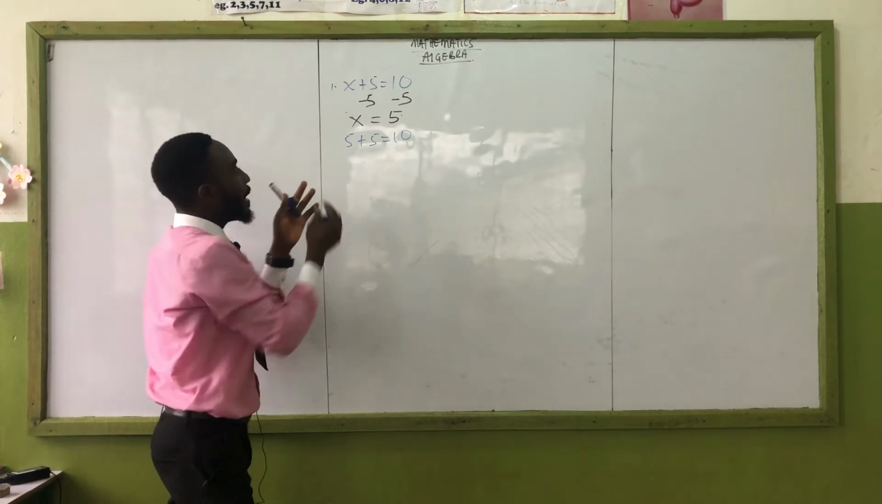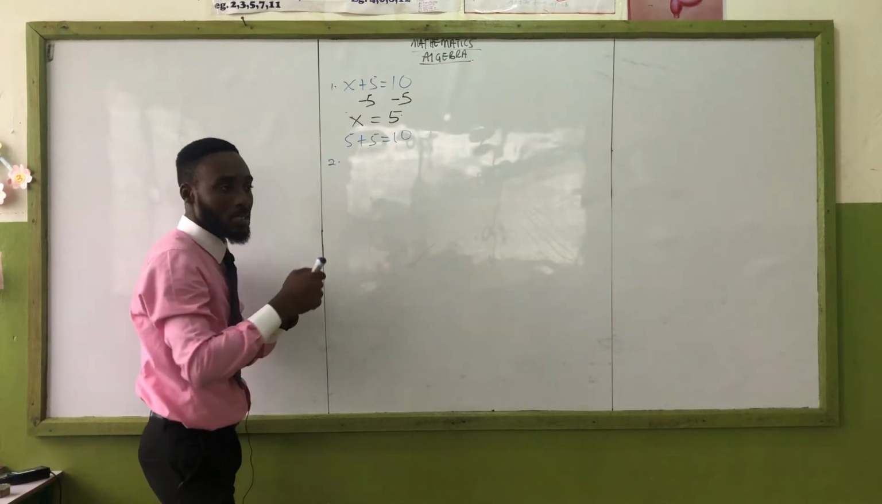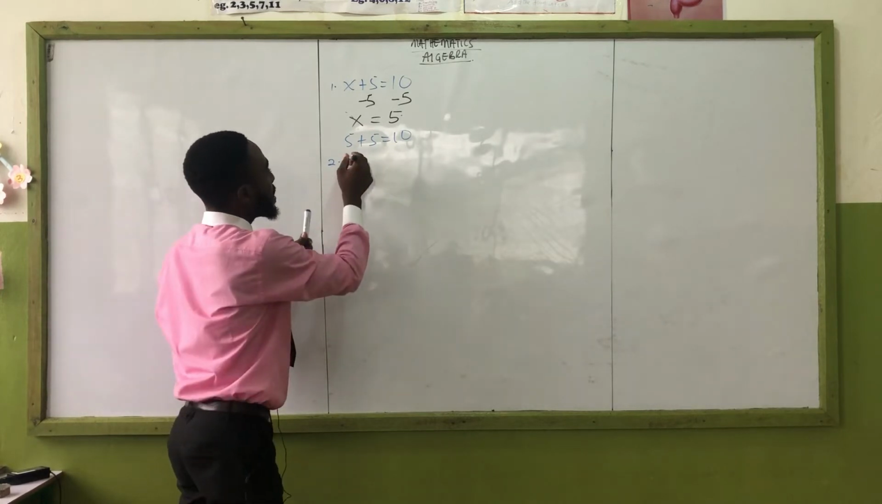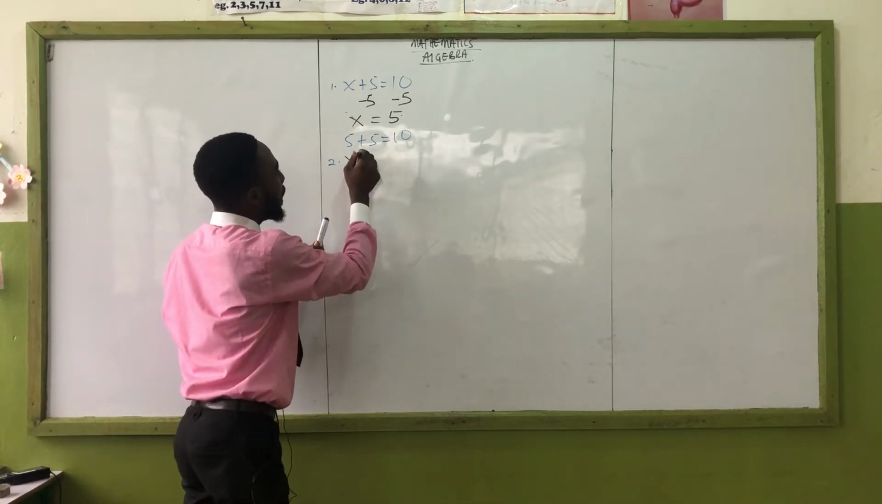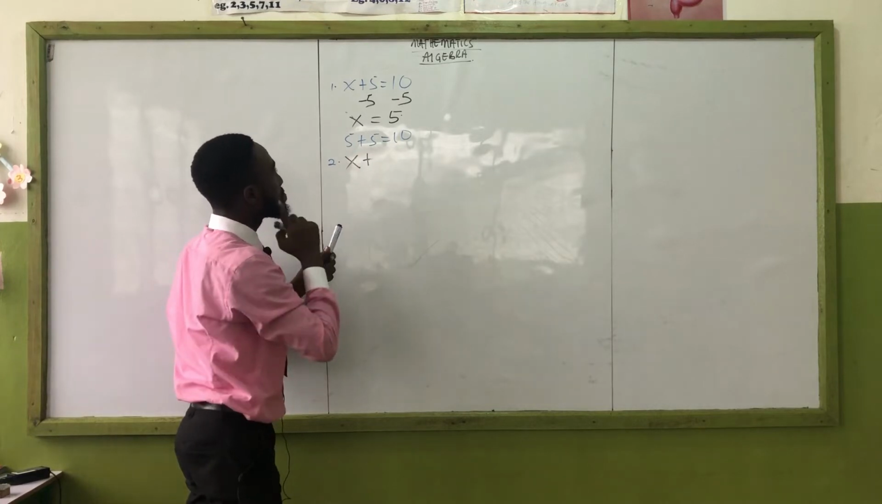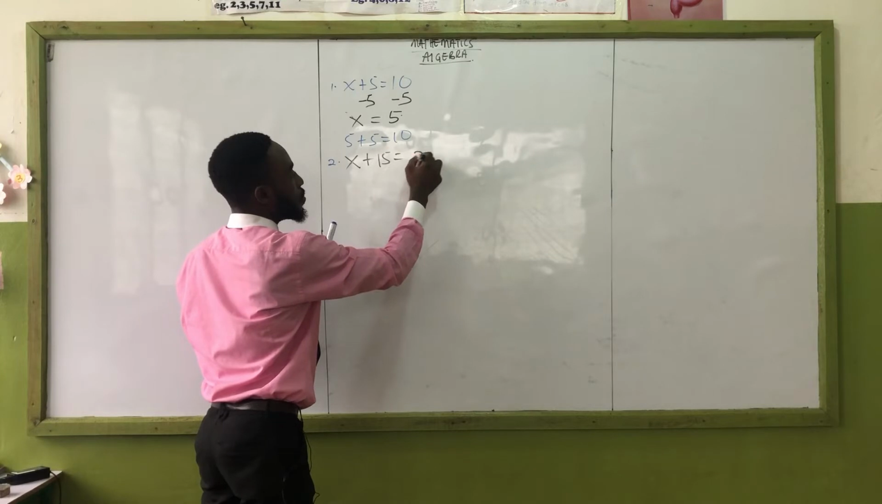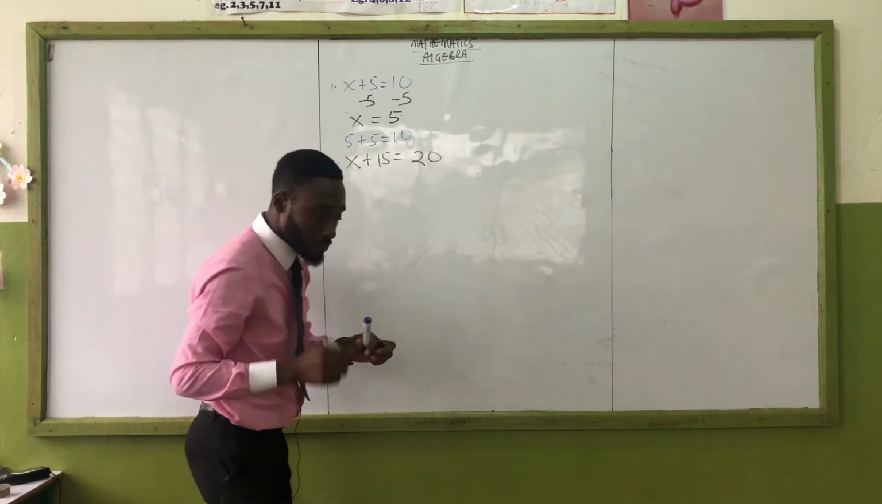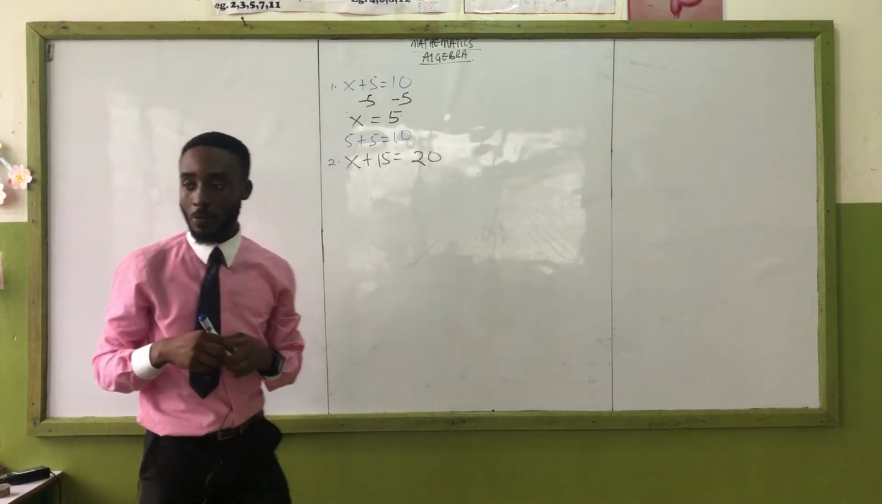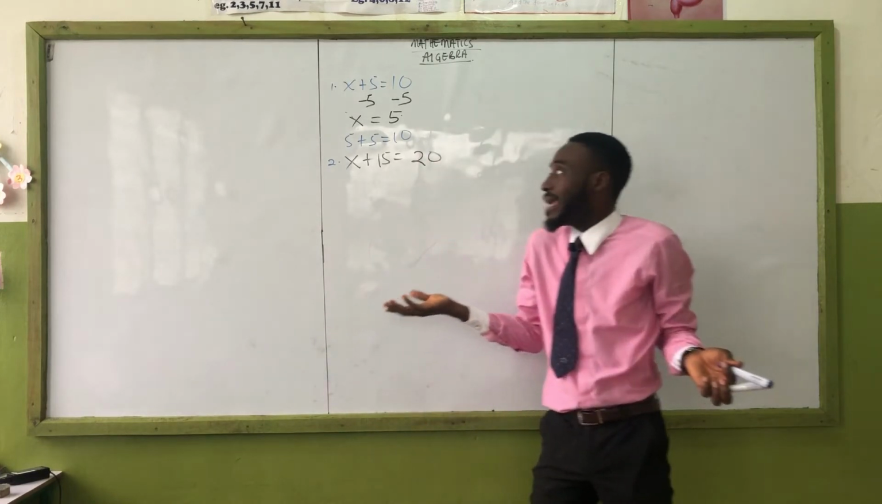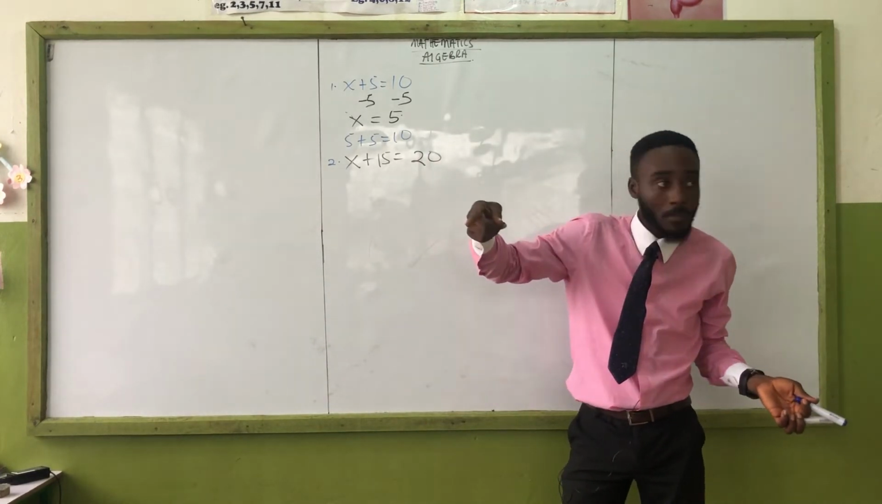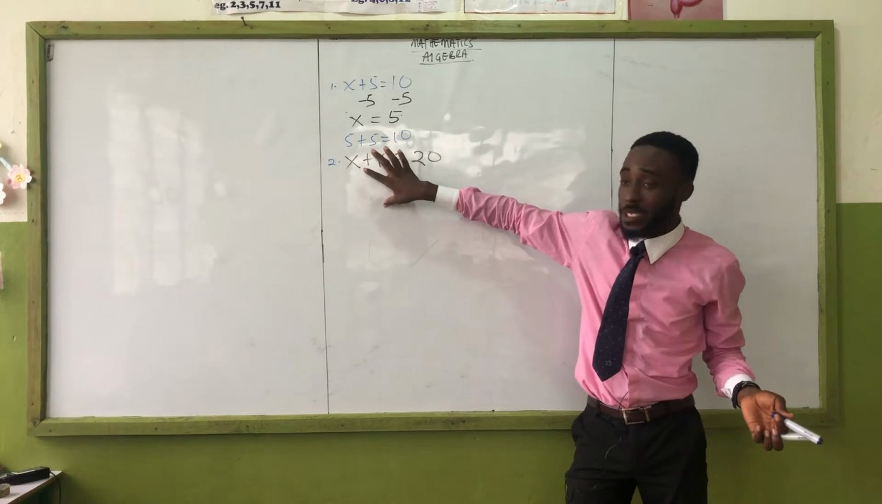Is that okay? Now let's try another one. I'll ask one of you to do it. So let's see, we have x plus 15 is equal to 20. Right? What do I want to be? What must I make to be alone? What am I looking for in this question?